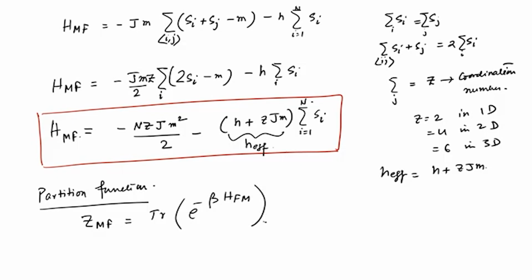Okay. And this we know, and this is not difficult to calculate, because this is really like a product over I for all the sites, or all the spins that are there, and then we have this SI which takes values plus and minus 1, and then exponential minus beta HMF. And this is what we have to calculate. Fortunately, there is a closed form for this. It is really easy to do that.